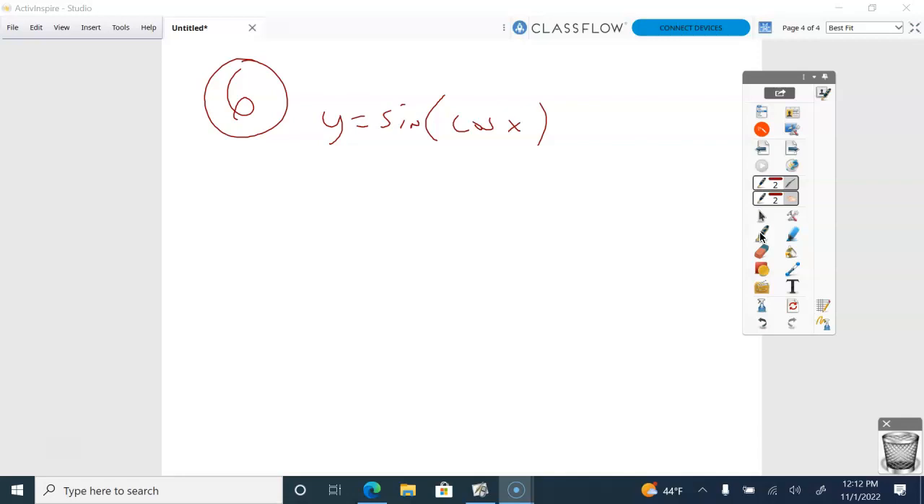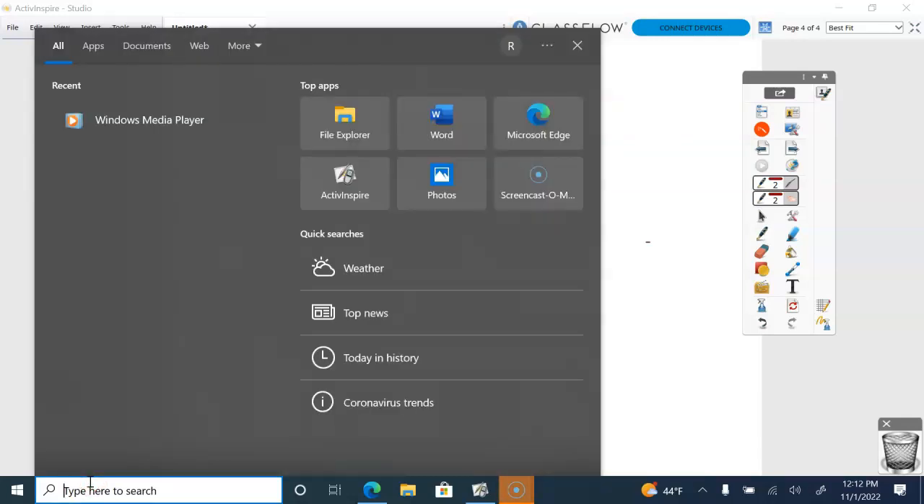Okay? Then I'm going to get y prime equals cosine, and this part stays unchanged, right? Times the derivative of that. What's the derivative of that?